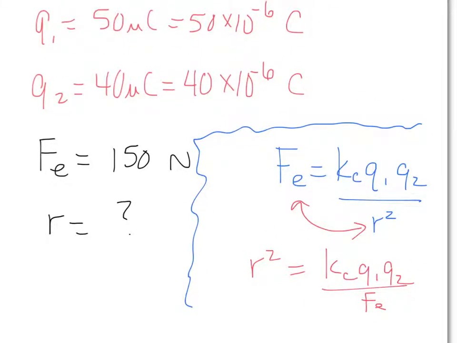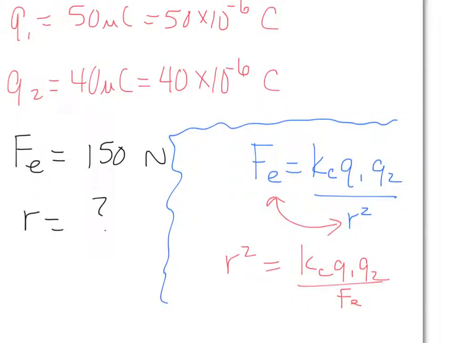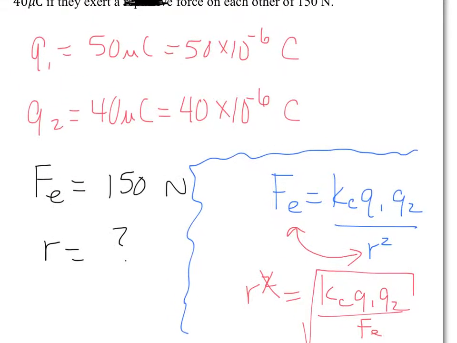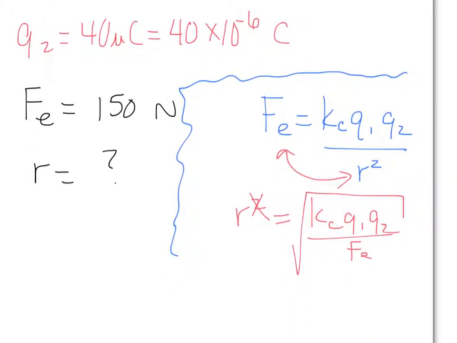Remember these numbers at the top, because they're going to run off the screen. We can solve for R now by getting rid of the square by taking the square root. So there's our expression for R. I just crossed off the square portion and put a radical on it. So you've got 9 times 10 to the 9 in the numerator, times 50 times 10 to the negative 6, times 40 times 10 to the negative 6, all divided by 150. And again, this is all square rooted. Go ahead and see what you get. Let's find that distance between these two particles.